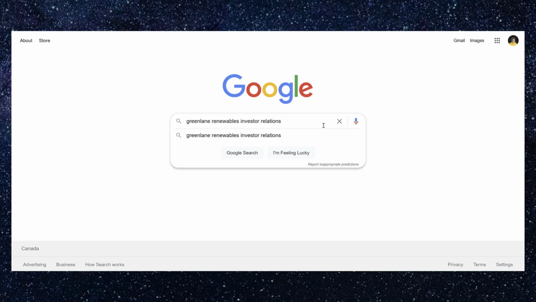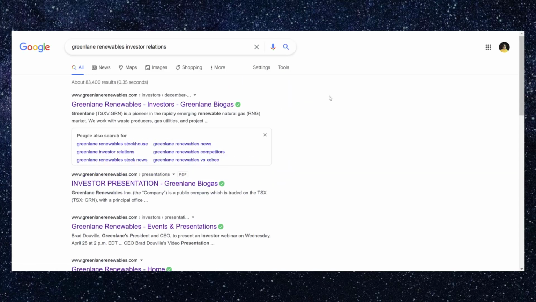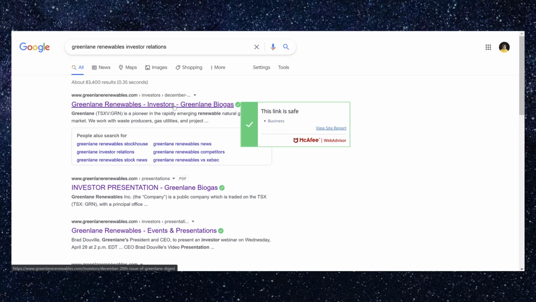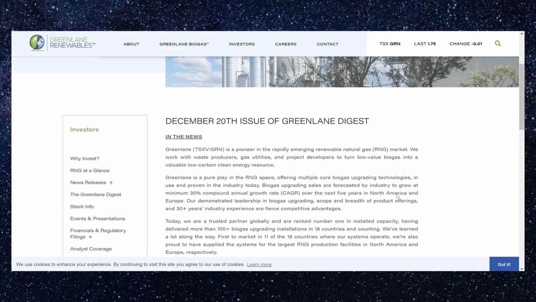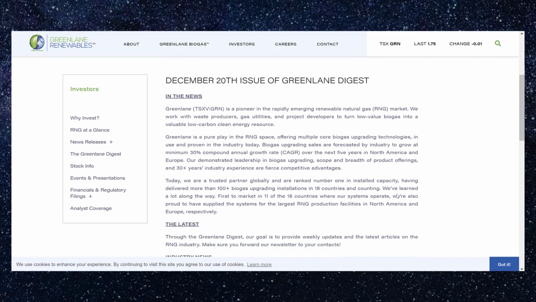So if you just type any stock or any name of a company and then investor relations, you're going to get brought to the very first link, which should be their investor relations page. So this is the investor relations page for Greenlane Renewables, a renewable natural gas company. And if you scroll down, almost every single investor relations page is very similar with the actual information they display.